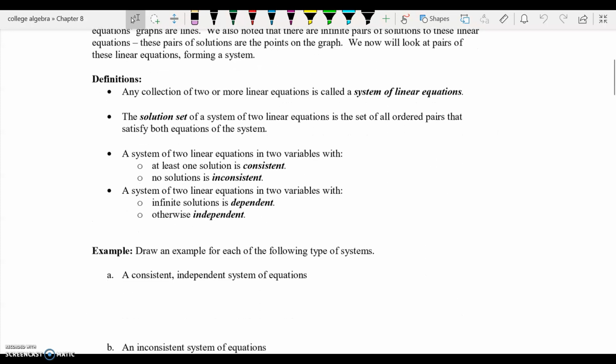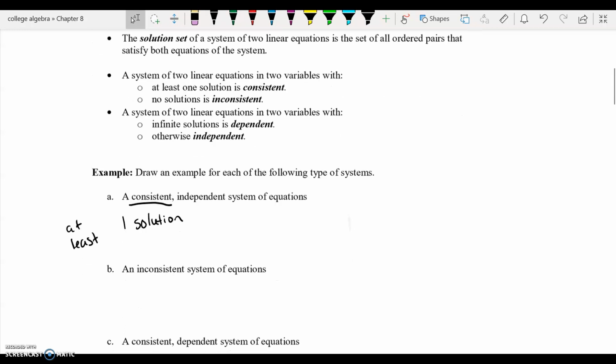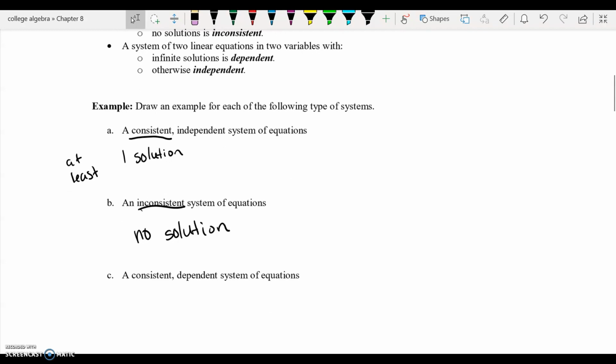Really what you guys need to know is that if it's consistent, that's going to be one solution for our sake, or at least one. It can have two, but it's going to have at least one solution. Inconsistent means it's going to have no solution, and then dependent means it's going to have infinitely many solutions.